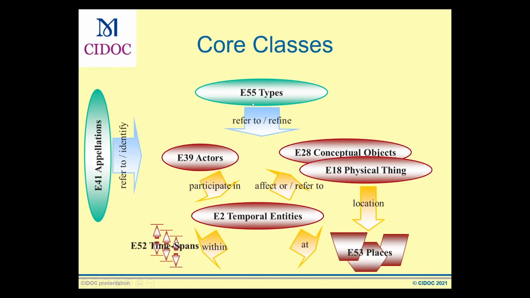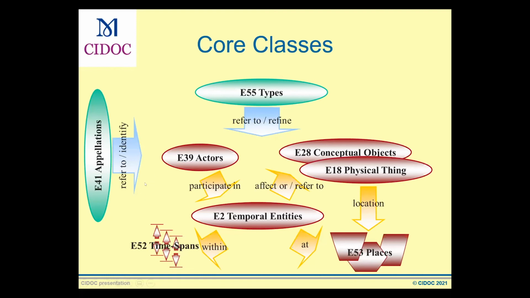In addition, we have two other boxes, these green boxes. The one on the left is E41 appellations. So this is naming things. Anything in the red boxes can be given a name, and we can also classify them. So we can apply E55 types to them so that we can talk about specializations of the classes. So we can talk about particular types of temporal entity, for instance, like a battle might be a particular type of activity.